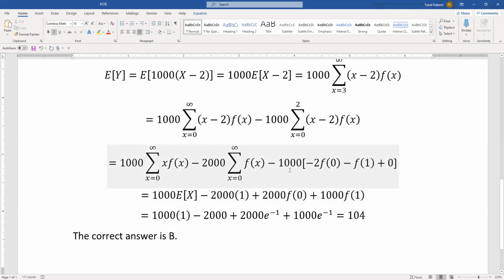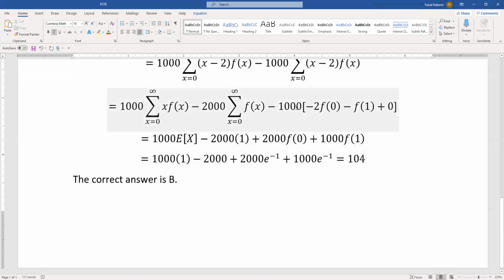And when you open up this sum, when x is equal to 0, this would be negative 2 f of 0, and when x is equal to 1, 1 minus 2 is negative 1, so negative 1 f of 1, and when x is equal to 2, this thing becomes 0, so the whole thing becomes 0. And then this simplifies to plus 2,000 f of 0 plus 1,000 f of 1.